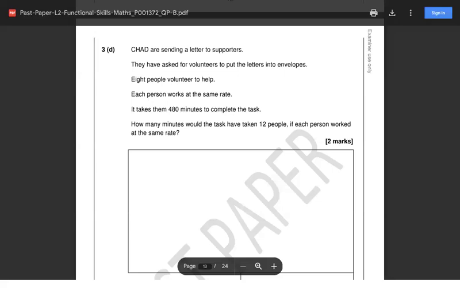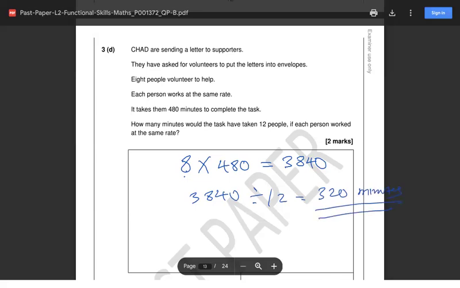So 8 times 480 gives you 3,840. You want to know how much one person will work, so 8 times 480 is going to be 3,840 minutes. 3,840 minutes divided by 12 gives you 320 minutes. That's 320 minutes.